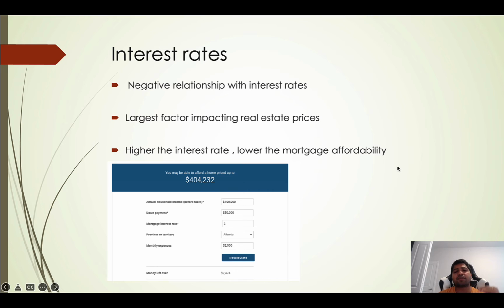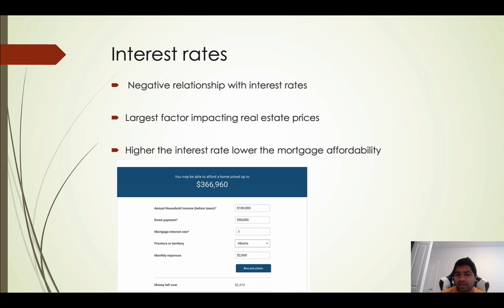If the interest rates keep on going up, the mortgage affordability that we have in our country keeps on going down. I've given you an example. Suppose you have a $100,000 income, $50,000 for a down payment, and the mortgage interest rate is 2%, then you may be able to afford a house that is somewhere around 400 to 420,000. That is your affordability. This is based on the CMHC calculator. Now, if the interest rate goes to 3%, your affordability goes down to 366,000. So your affordability from 400 goes down to 366 if the interest rate goes up by 1%.